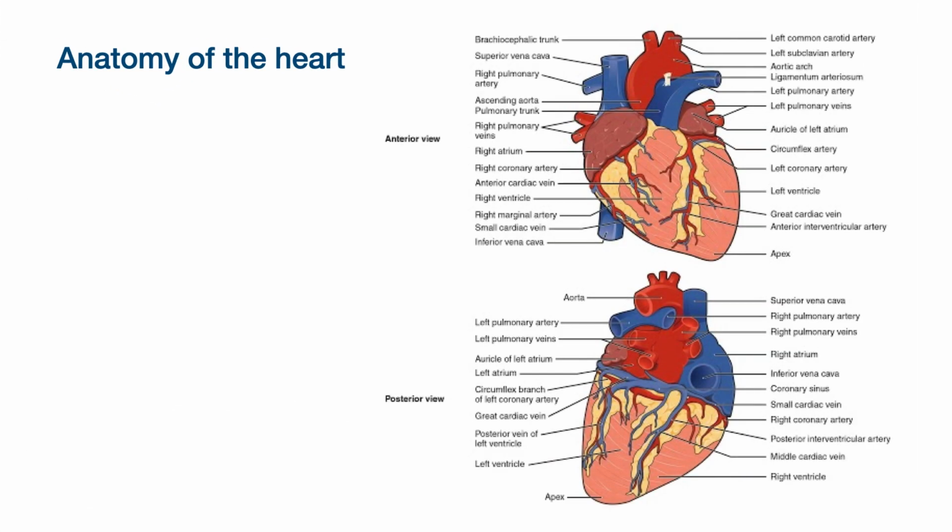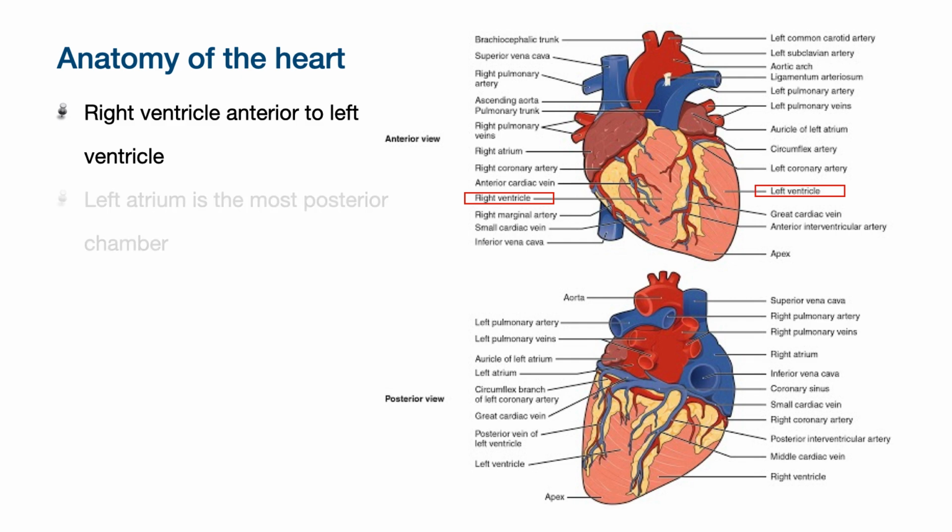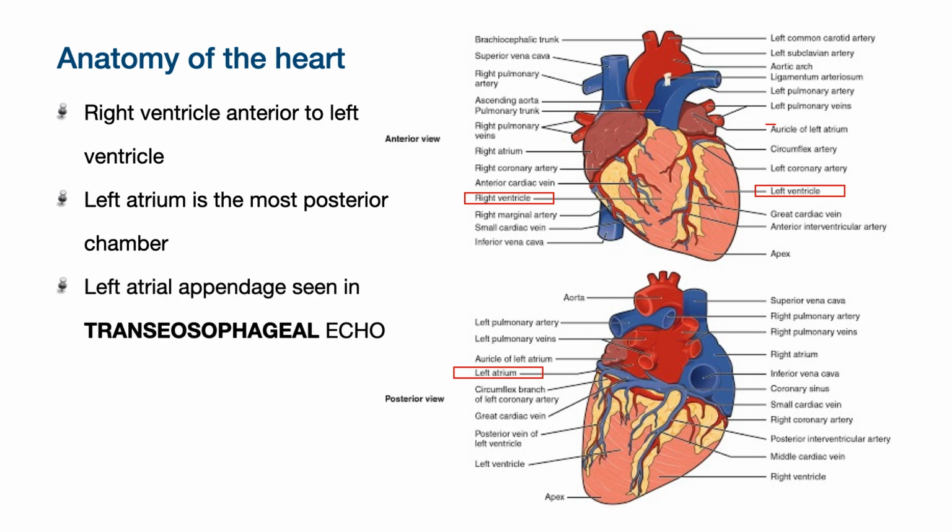We are going to discuss important points that are frequently tested in the examination. The right ventricle lies anterior to the left ventricle. The left atrium is the most posterior chamber of the heart. The right atrium is just anterior to the right of the left atrium. The left atrial appendage is not readily seen on transthoracic echocardiography and requires transesophageal echocardiography.